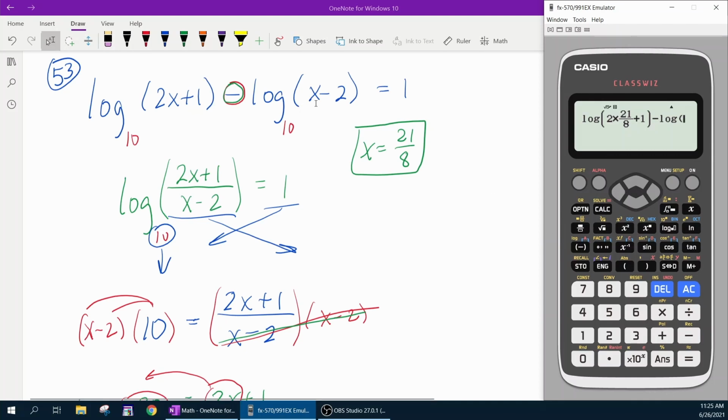log of 21/8 minus 2. 21/8. Don't forget to move over and put your minus 2, close parenthesis, and bam! Notice that that gives 1, which it should if this is the correct answer. And so again, that's just a way that you can use your calculator effectively to make your checking more efficient.